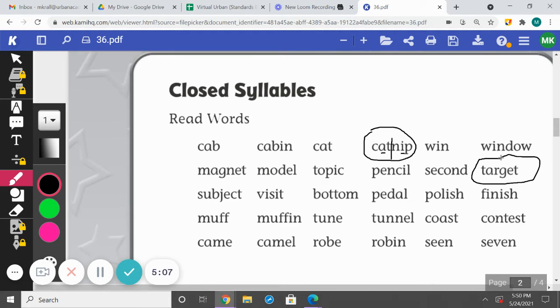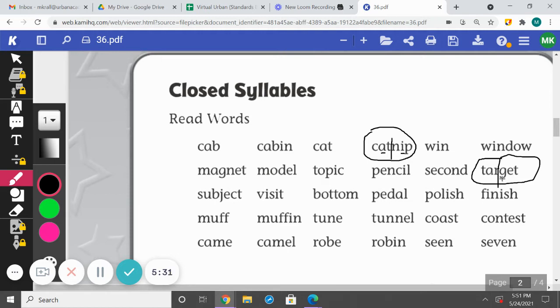I want you to go ahead and clap it out or use your hand in your chin. And how many syllables is target? Go ahead and shout it out. Yeah, 2. Target, target. Go ahead and get your finger out. And where's that break? Where are those 2 syllables going to be? Yeah, between the R and the G.